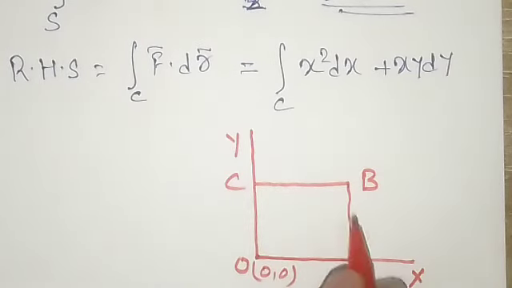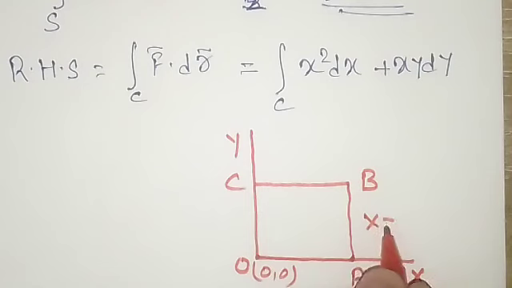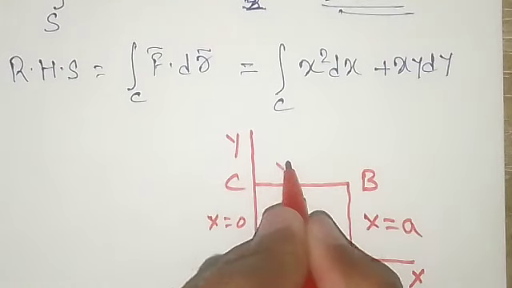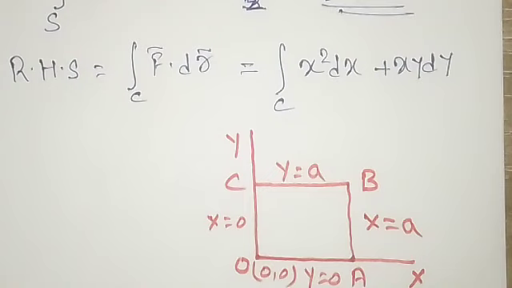So here you have a, that is x equal to a, and here x is equal to 0, right? And here y is equal to 0 and here y is equal to a. All right, so these coordinates are 0 comma 0, 0 comma a, and a comma 0, and here you have a comma a itself, right? So for the square, it is forming O to A to B to C, and C to O.